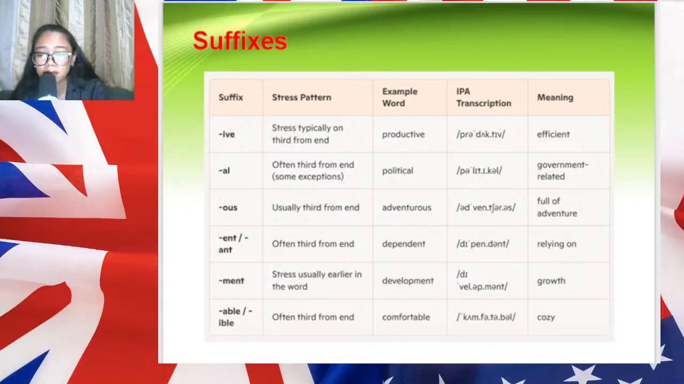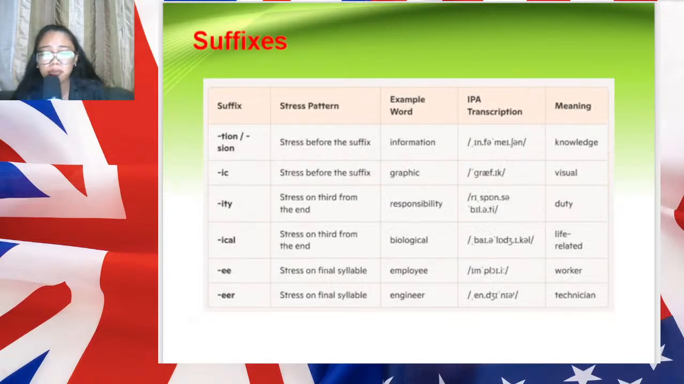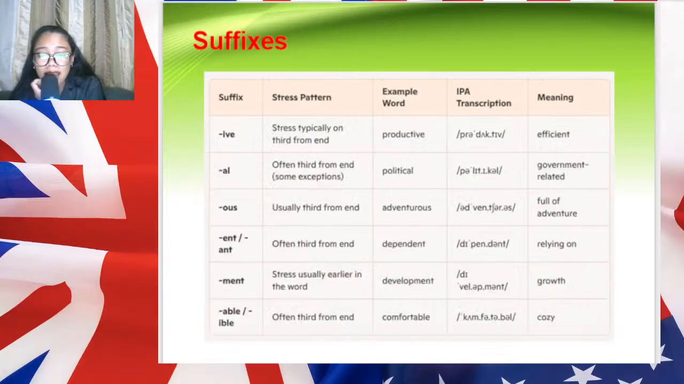So far, for suffixes, we've already talked about a lot of stress patterns. We have shon, ik, iti, ika, ear. Okay. All right. That's the first set of suffixes. The second set is this: if, al, us, and or ant, ment or, and then able. Okay, those are the suffixes. Okay, all right.